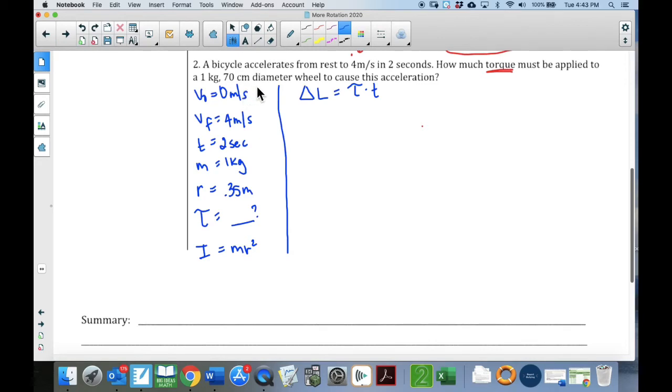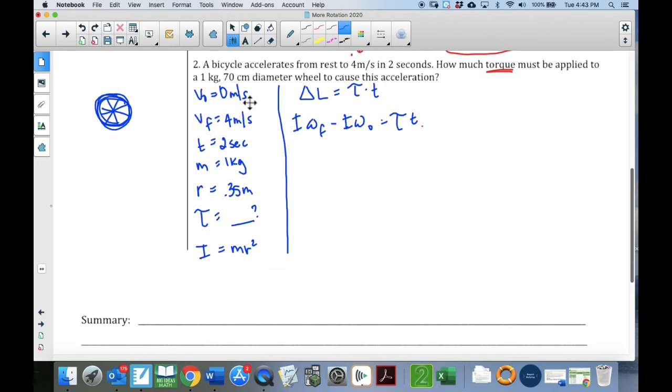Okay, initial velocity is 0, and then you have all the rest of the information. It's accelerating from rest, that's why it is at 0. So once again, our angular momentum is moment of inertia times final velocity minus moment of inertia times initial velocity. And this time we're looking for torque. Also, this time we have a bicycle wheel. Since we have a bicycle wheel, it has a little bit of mass in the middle, but not a whole lot, right? Most of the mass is out here. And so we're going to use just the regular old mr squared for our moment of inertia.